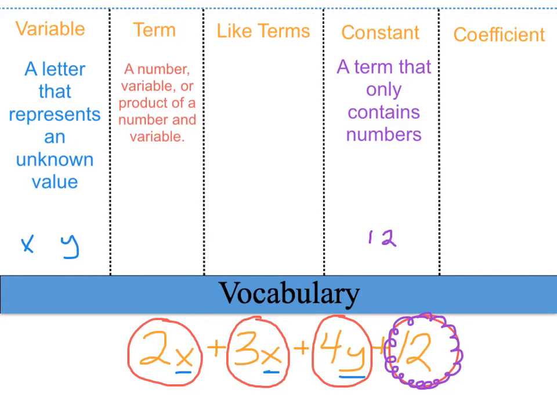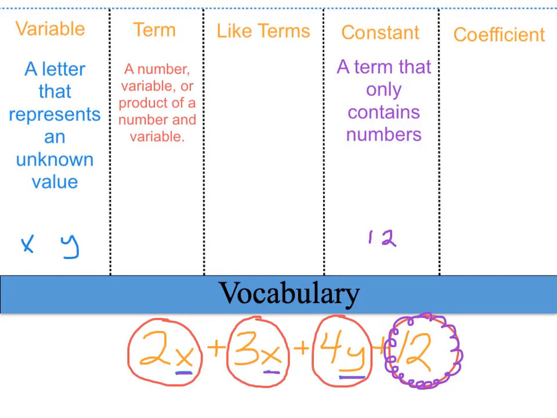2x is not a constant because there's a variable next to it. 3x is not a constant because there's a variable next to it. 4y is not a constant because there's a variable next to it. The variables change the value of each term.